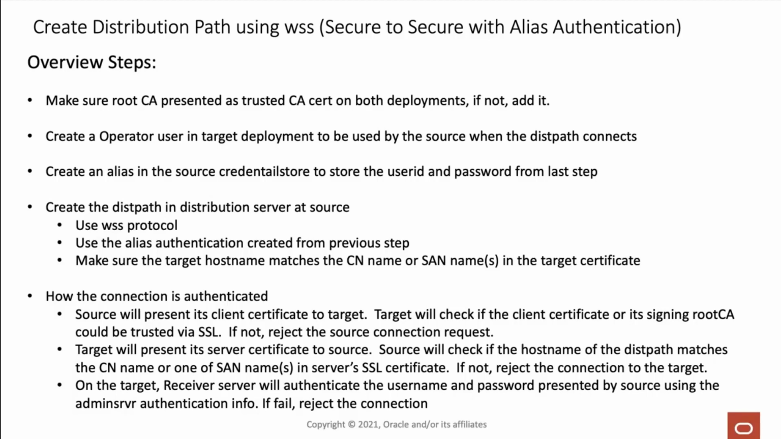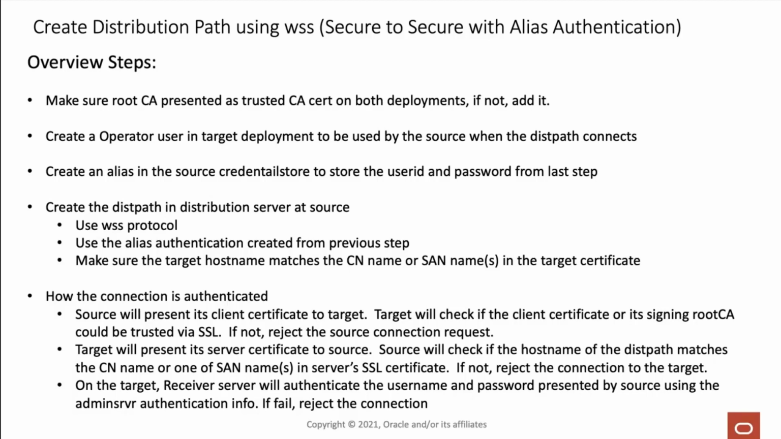And then the last step is, once the connection is established, the user ID and password will be passed to the target receiver server to verify whether that user ID and password has the proper privilege to log into this deployment to create all the trail files. So these are all three steps. If any one fails, then this connection will fail.